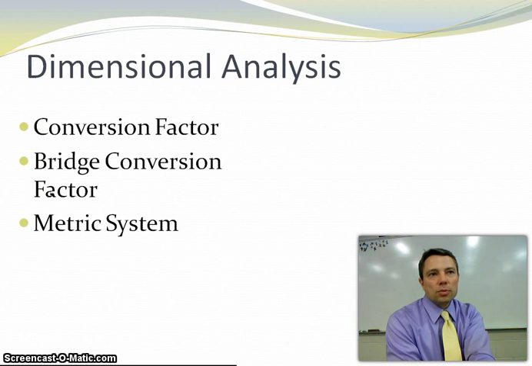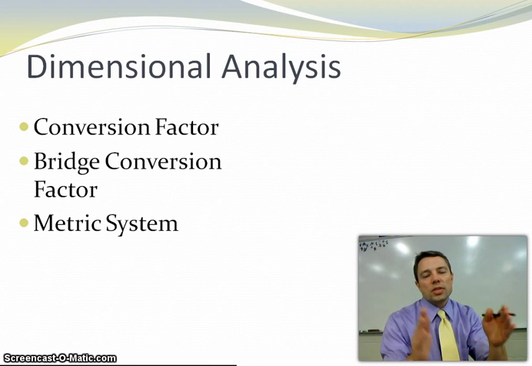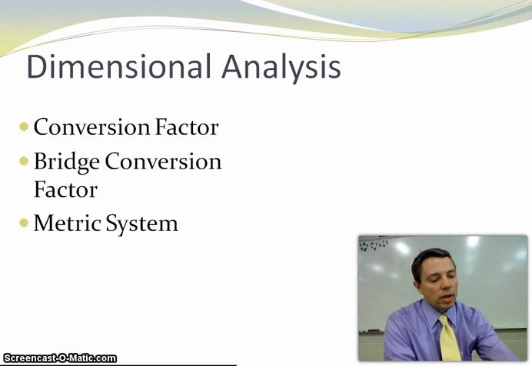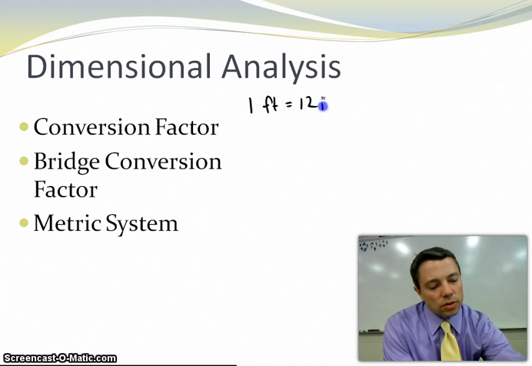Now the biggest thing is we start to do our dimensional analysis. And when we do dimensional analysis, there's a couple of things that I always like to keep in mind. The first is the conversion factor. And the conversion factor is a relationship between two things that are equivalent to each other. So like 1 foot is equal to 12 inches.